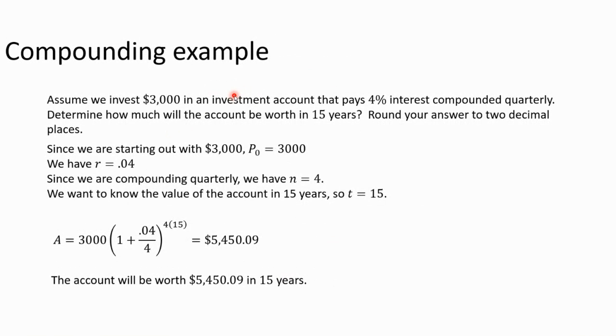So here's an example. Let's suppose we have $3,000 and we invest it in an investment account. And that account is paying 4% interest compounded quarterly. We want to know how much will be in the account, or how much will the account be worth, in 15 years. We're rounding our answer to 2 decimal places.